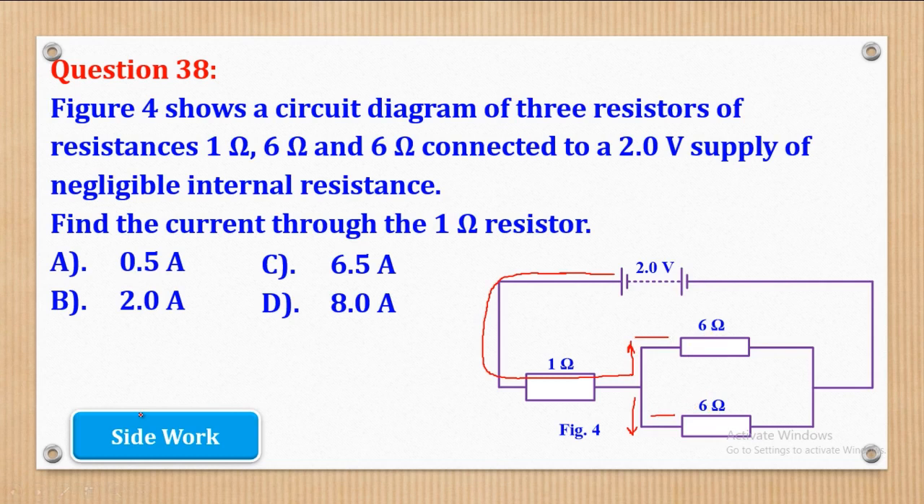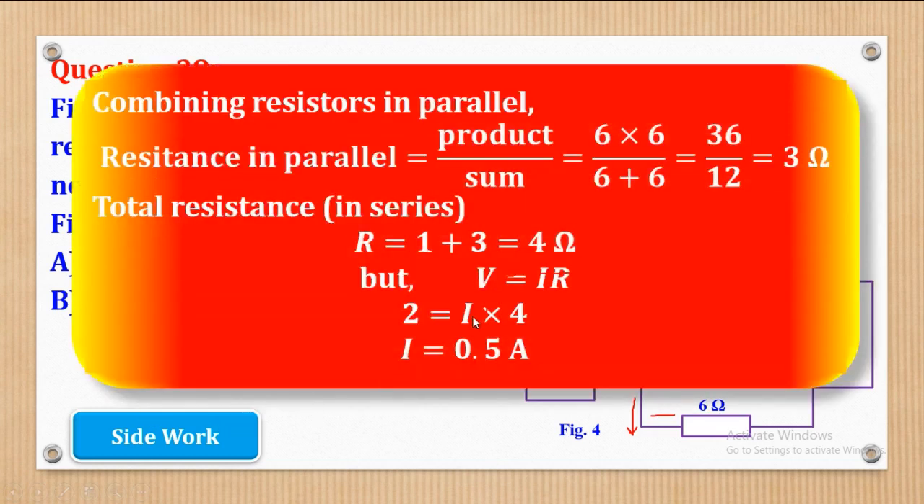I think you remember the formula for getting resistance in parallel, it says that product over sum. So resistance in parallel is equal to product over sum. So the product is 6 times 6 and the sum is 6 plus 6. 6 times 6 gives you 36 and 6 plus 6 gives you 12. So when you divide the two, you'll come up with 3 ohm. Now this 3 ohm is the combined resistance for those two resistors.